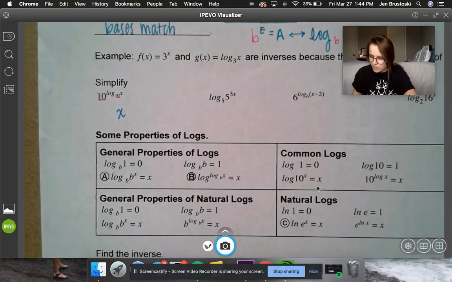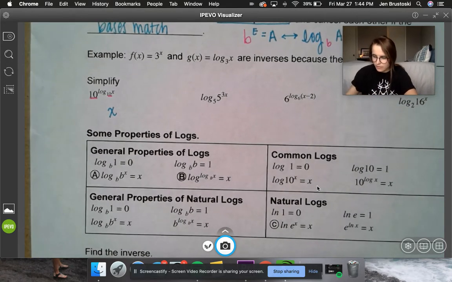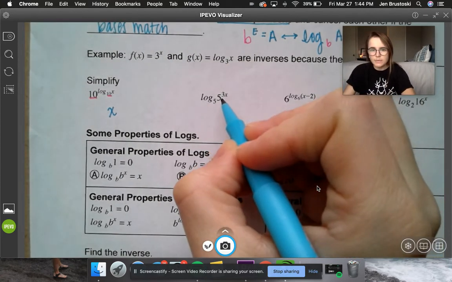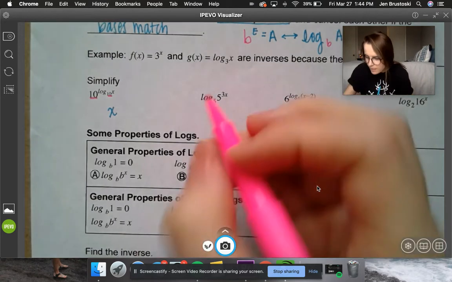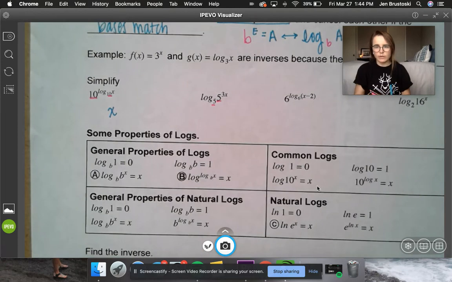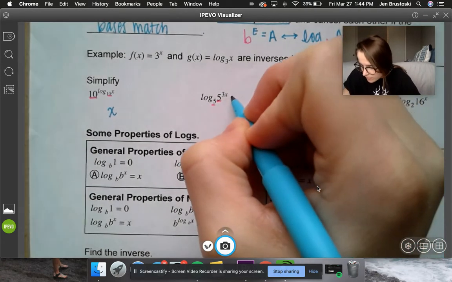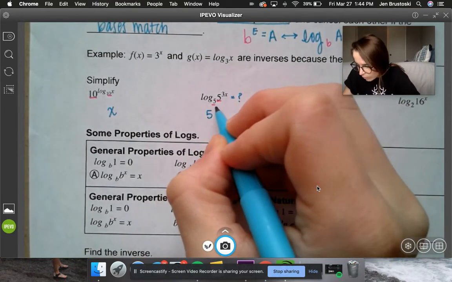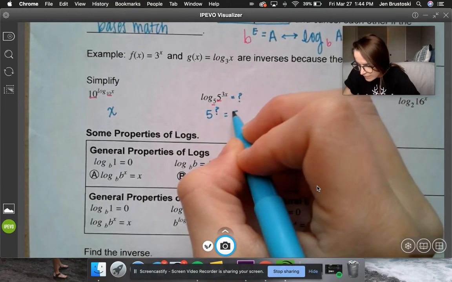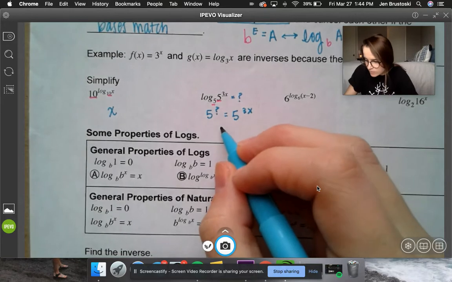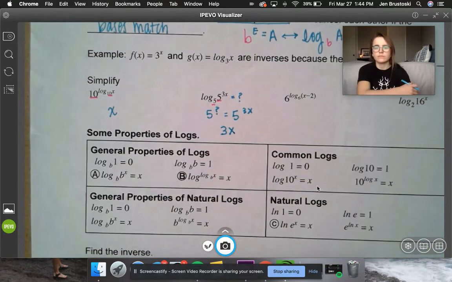Okay. Here I have log base 5 of 5 to the 3x. My exponent's base is 5 and my log base is 5. So 3x is what we're left with. If we want to take it one step further, if you remember before, this is the same thing as asking 5 to the what equals 5 to the 3x. That should be obvious, that 3x is what we end up with there.